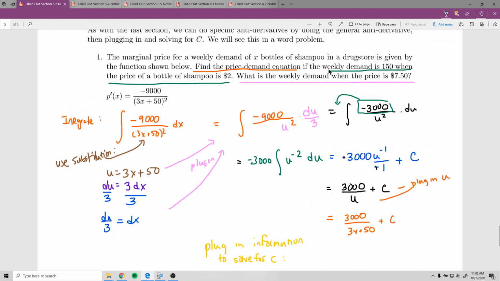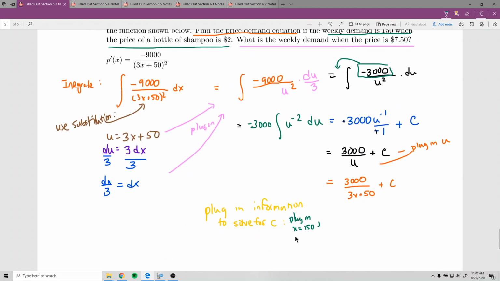It says we want the weekly demand to be 150 and the price to be $2. Okay, now keep in mind the weekly demand is x. So it's saying plug in x equals 150. And then the price is what the actual equation represents, and we want the price to be $2. So we plug in x is 150, set it equal to 2, and solve for c. Let's do that. We got 3,000 over 3 times 150 plus 50, then plus C equals 2.